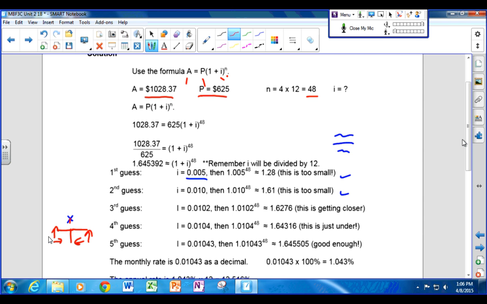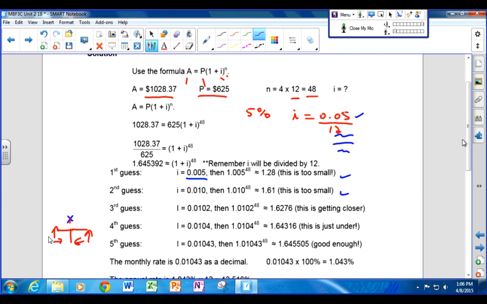The way I would do it is I would say, all right, what's my interest rate? Maybe it's 5%. Then my I is going to be 0.05 over the number of compounding periods, 12. And then I would just plug this into the formula, which is the same thing, but the difference is that I would change the interest rate and then calculate a new I every time. It's really up to you, but that's a way to do it.